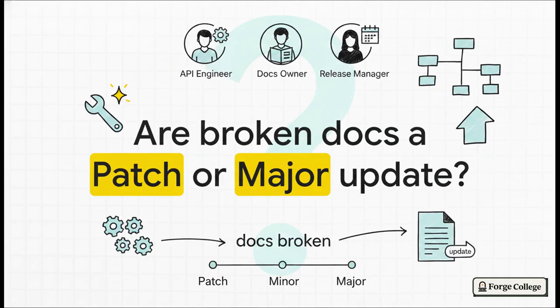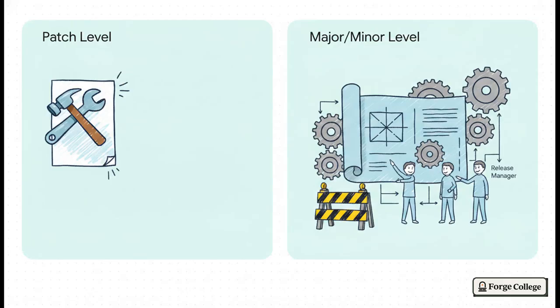We have to map the documentation fix directly to the correct release trigger. And the distinction here is absolutely critical. A patch-level update, that's just fixing a typo or maybe updating a stale code snippet. The actual API contract, the fundamental rules of how the code talks, hasn't changed at all. So you can just push that fix immediately.